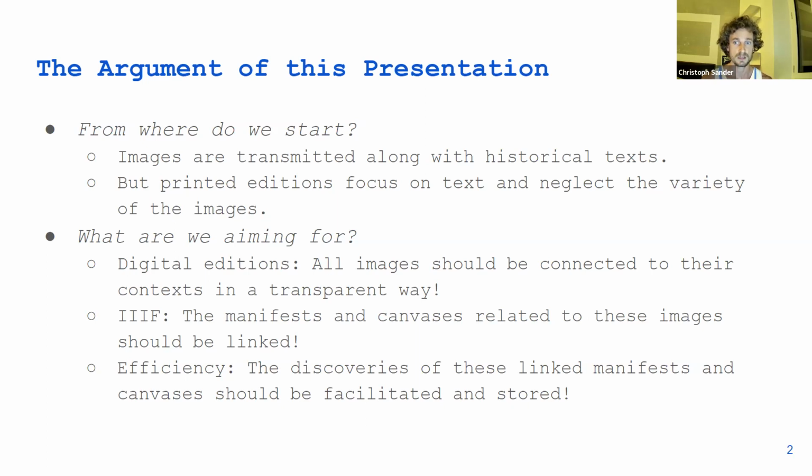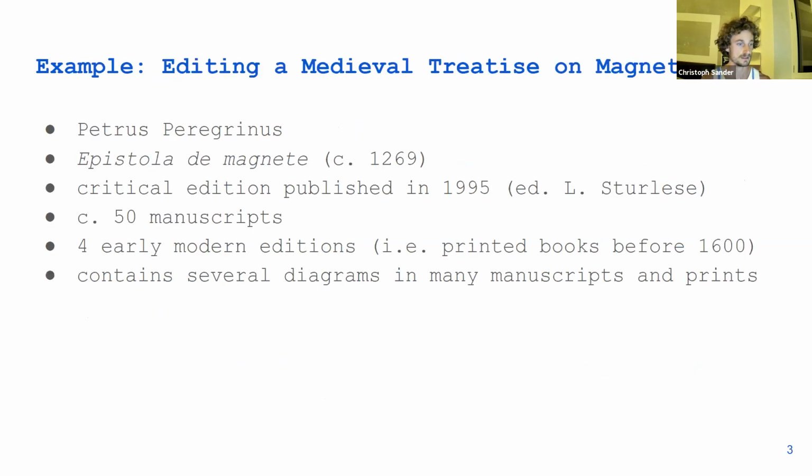Images are transmitted along with these historical texts, but modern printed editions focus on text and neglect the variety of these images. What we aim for is creating digital editions so that all images are connected to their context in a transparent way. And IIIF serves in this way. The manifest and the canvases related to these images should be linked. And for efficiency, the discovery of those linked manifests and canvases should be facilitated and stored. This is very abstract. Let us take a concrete example.